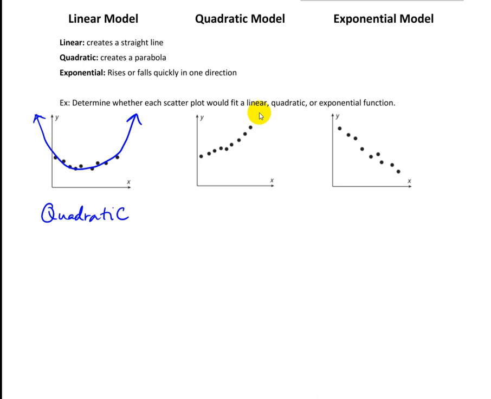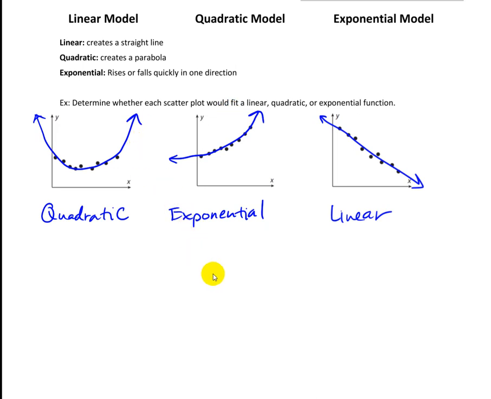This one here looks like it's rising quickly in one direction. If I made this go more up, as you can kind of see, this shape would represent an exponential model. Okay, so this is going to be exponential. This one here looks like it takes the shape of a line. So in this case, this would represent a linear function. Okay, so that's basically how that would work.